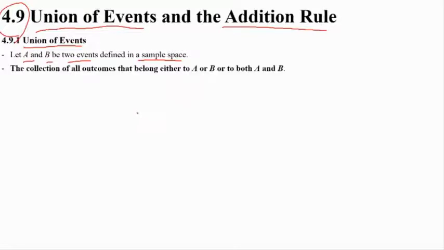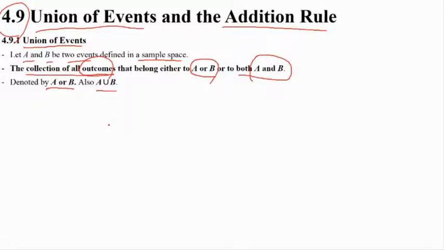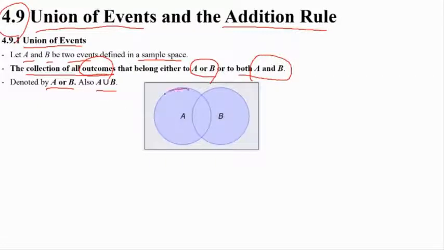Let's say there are two events, A and B, in a sample space. If we collect all outcomes in either A or B, or both A and B, we denote it as A or B, or A union B, or A cup B. So how does it look here? A and B together: this whole part we call A union B. A union B, or A or B, same meaning.